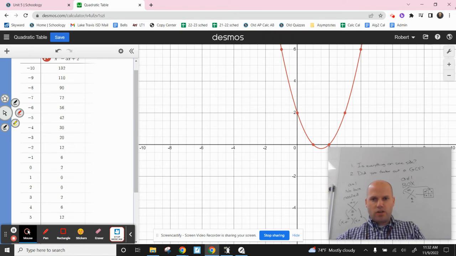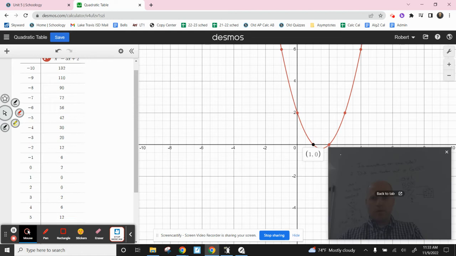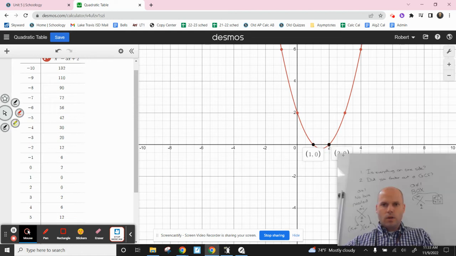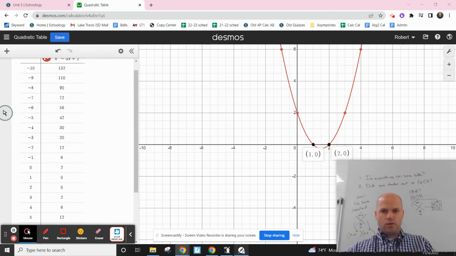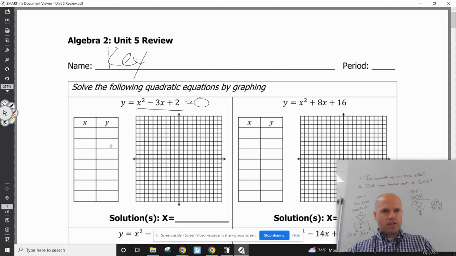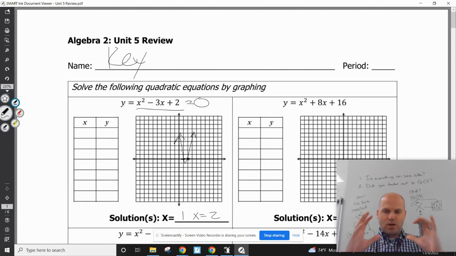Okay, the location of the solutions you can click on, you can see they're at (1, 0) and (2, 0). My students, all I want you to do is sketch this (1, 0), this (2, 0), sketch the graph, and x equals 1, x equals 2. I don't care that it's the point (1, 0) and (2, 0).